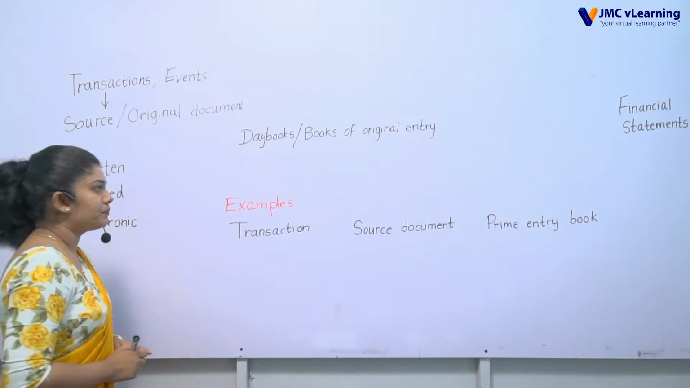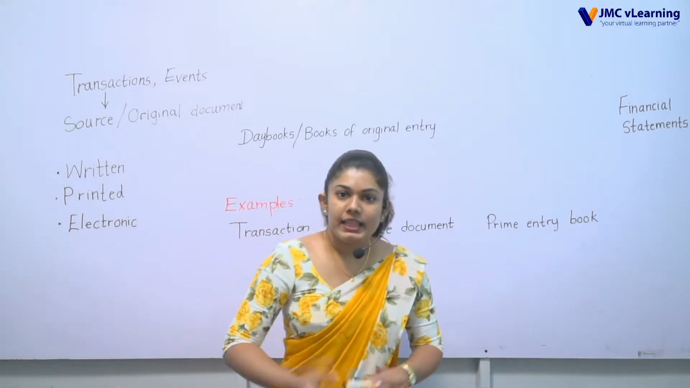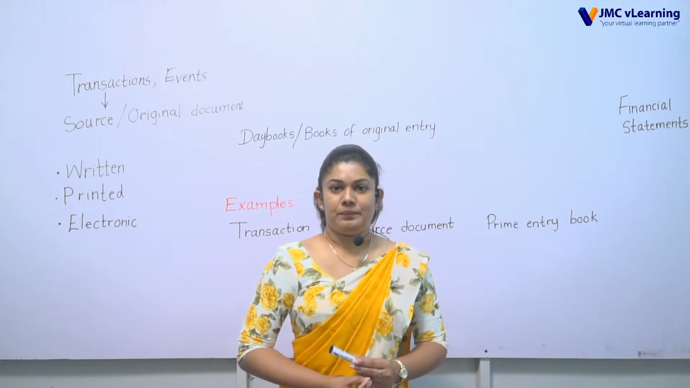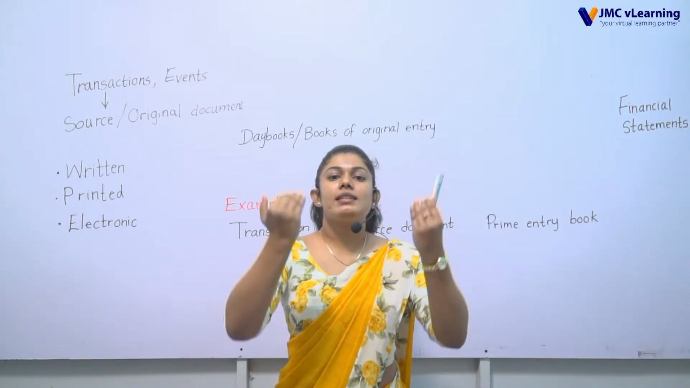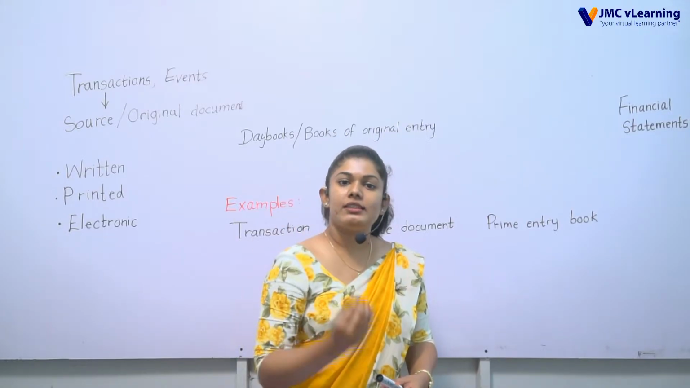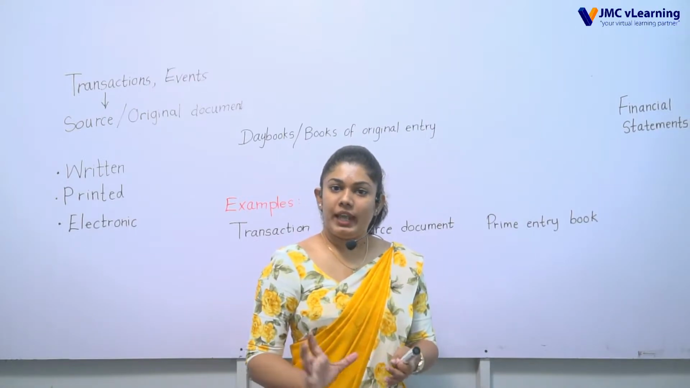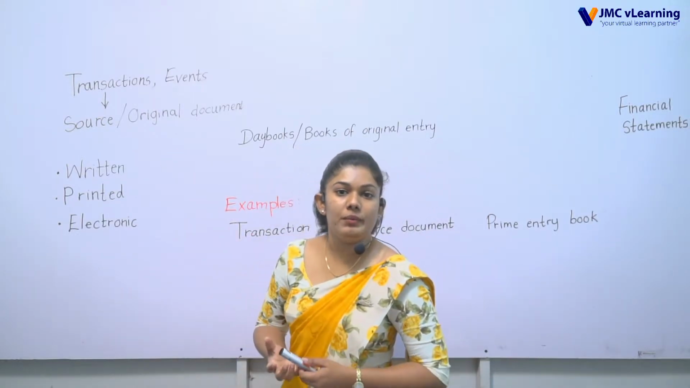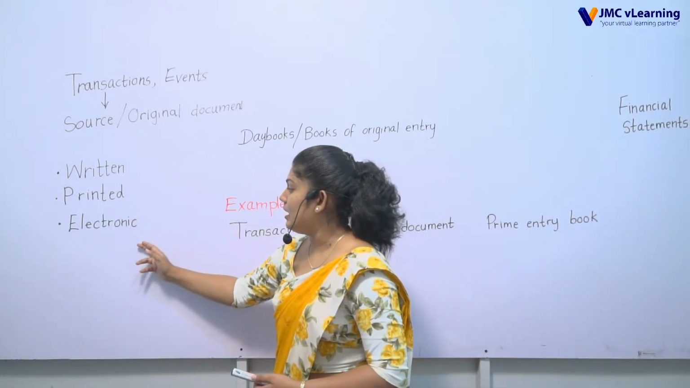Why? This original document or source document means this document is generated at the origin of the transaction. When the transaction originates, this document is generated. When you are purchasing goods and services, or getting a service by going on the bus or your Uber, anything. This source document can exist in three ways: written, printed and electronic.